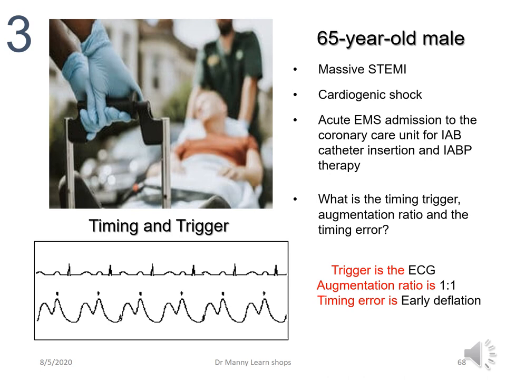The trigger again is the ECG. The augmentation ratio is again 1:1, as it should be in most of these acute situations. You want to get the maximum, the optimal benefit from the intra-aortic balloon counterpulsation. However, the timing error is one of early deflation, which means it's suboptimal.